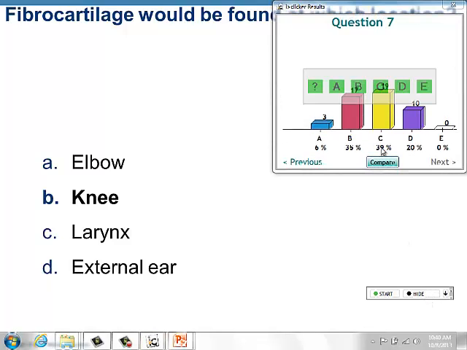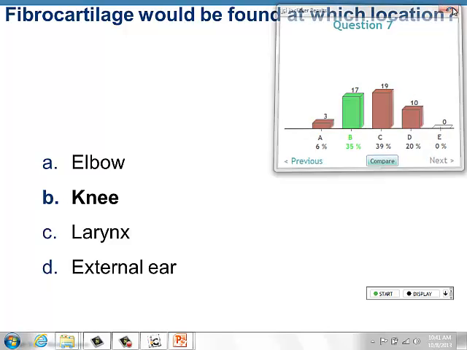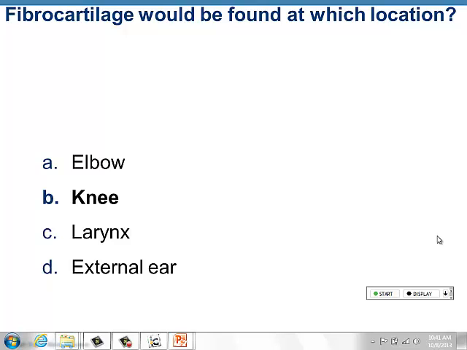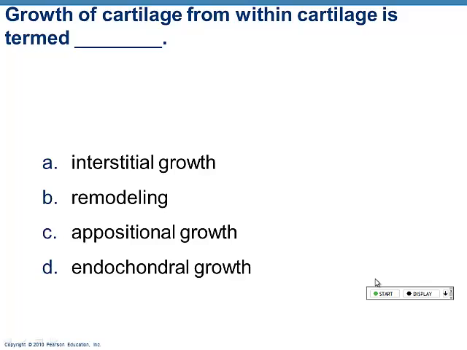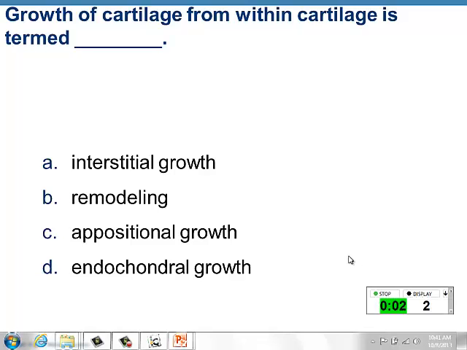Oh, okay. No 5. What's in the larynx? Hyaline cartilage. Elbow, that's a tough one, that's a crappy question too. You could have picked a little elbow, but knee is where we're going to find that fibrocartilage. Elastic cartilage in the ear, yes? Growth of cartilage from within cartilage is termed what? A possible good essay question.